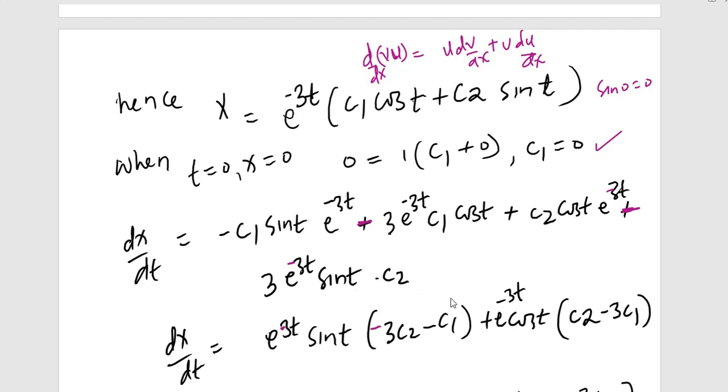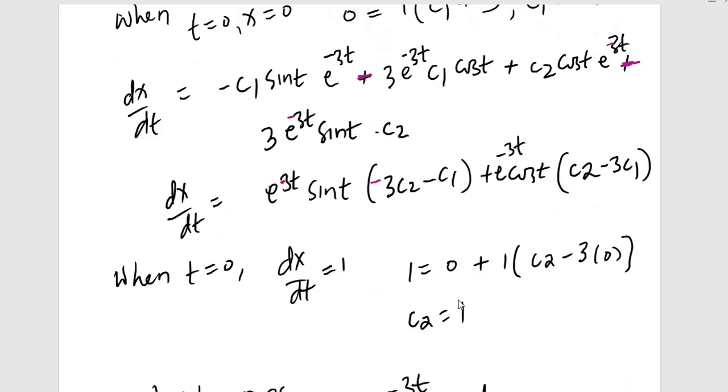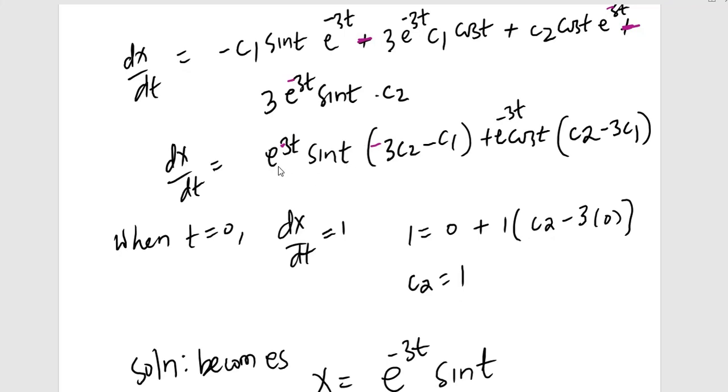So now, if we collect the like terms together, we find that we have e to the negative 3t sin t times (negative 3c2 minus c1), plus e to the negative 3t cos t times (c2 minus 3c1). So when t is equal to 0, dx/dt is equal to 1. So let us put in our values. dx/dt is 1. Let us put t equal to 0. So the whole of the sin term becomes 0.